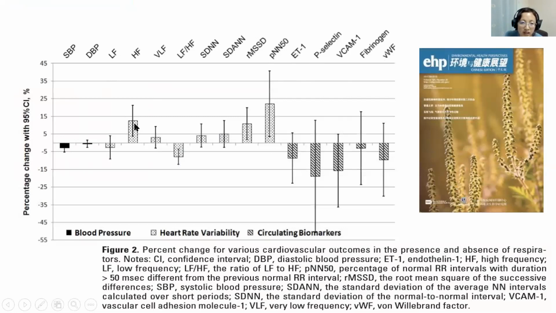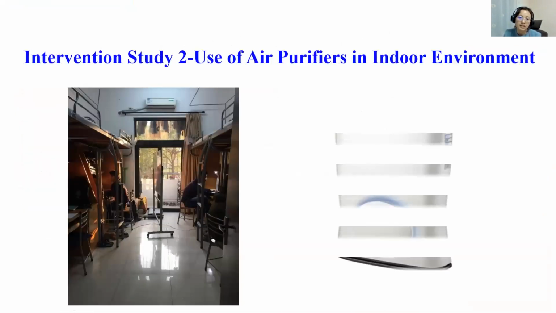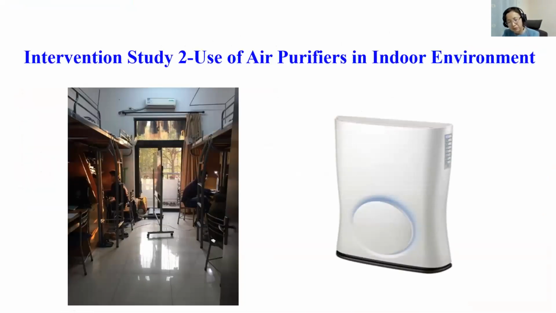And in addition to their relatively better heart rate variability, we can see in the circulating biomarkers a relatively lower level of the inflammation biomarkers, as well as other biomarkers, for example, the vascular cell adhesion molecule 1. So they are usually indicators when they have higher air pollution.